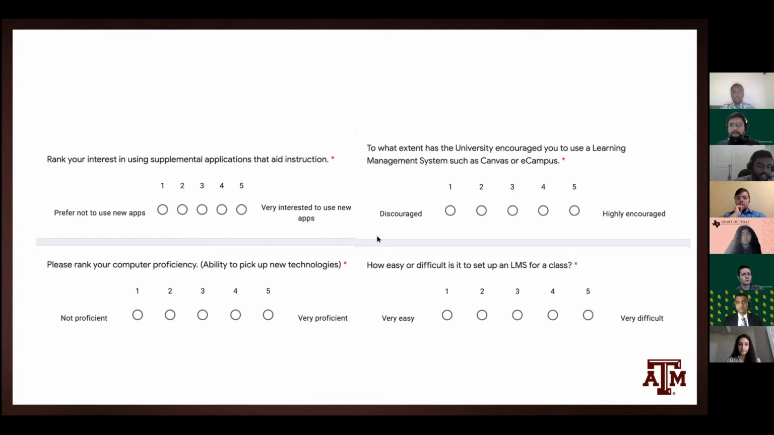So by ranking the computer proficiency, we can estimate who is a laggard versus who's an early adopter or innovator. A person who picked 5, who's very proficient in computers, is probably going to be an early adopter or an innovator, versus a person who picked 1 is probably a late adopter or a laggard.